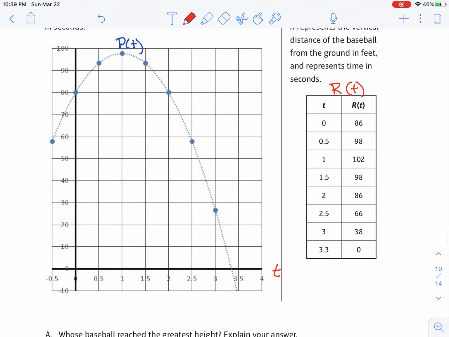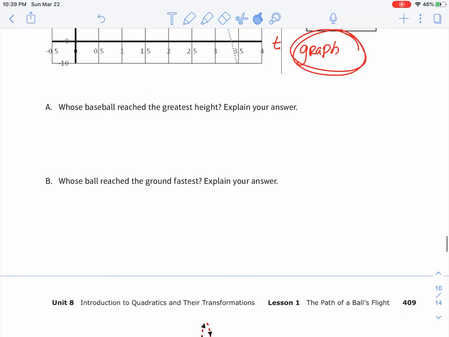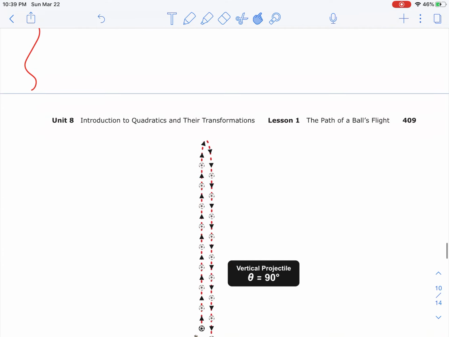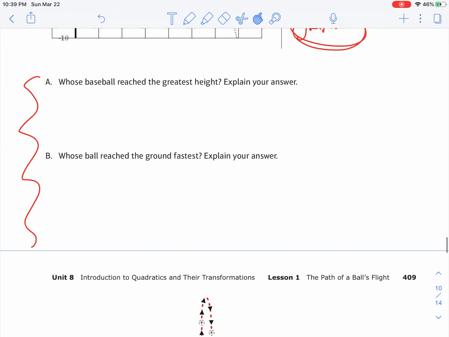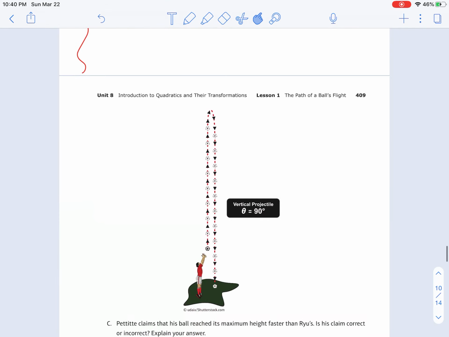So our t right now is the x-axis, and then this is our y. So at 0, it's 86. At 0.5, it's 98. And you're going to keep going, and you're going to graph this. So you'll pause this video, you'll go graph. Then for homework, you're going to answer these questions. We'll go over them in office hours if you have questions.